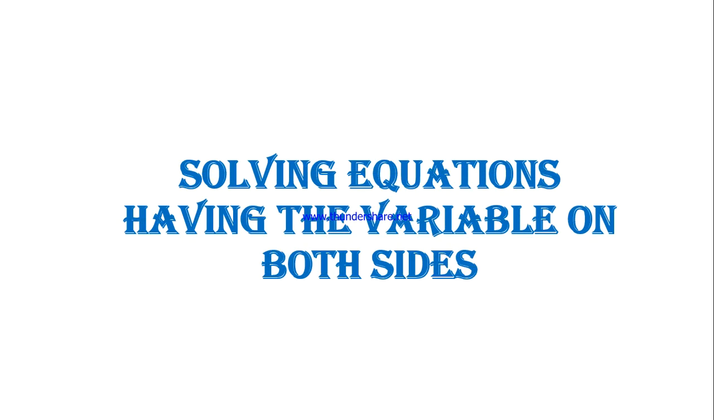Children, till last class we learnt how to solve linear equations and applications of linear equations. Let's see the next topic, solving equations having the variable on both sides. That is, the variable appears on both sides of the equal sign, left hand side and right hand side. If the variable comes on both sides, how do we solve the equations?